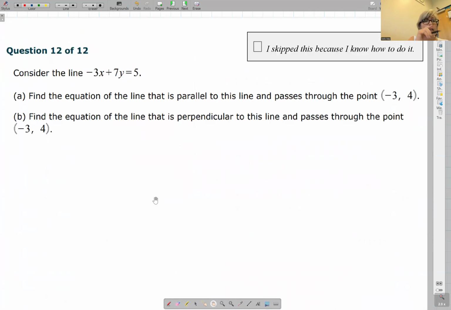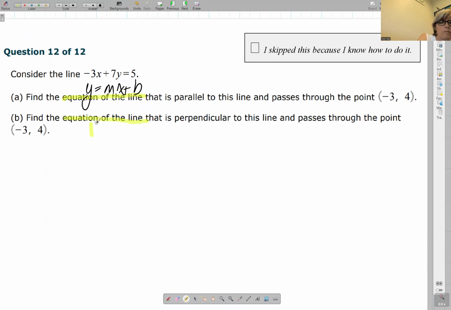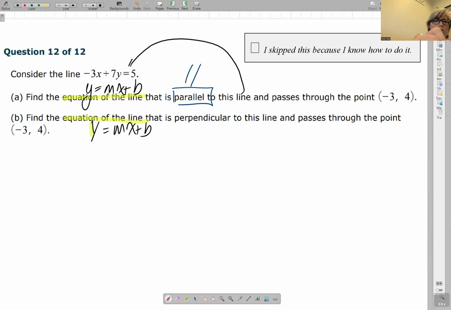Consider the line -3x plus 7y equals 5. Find the equation of a line. When it says equation of a line, it wants it in this form. Y equals mx plus b. That is parallel to this line. When it says this line, it means this original line, but passes through that point. Now, parallel, keep in mind, parallel means slope is equal to slope.